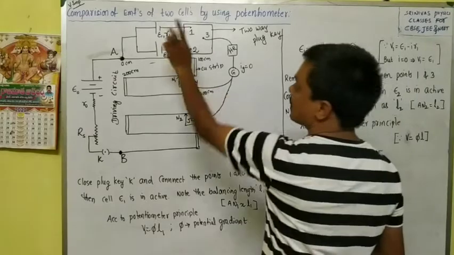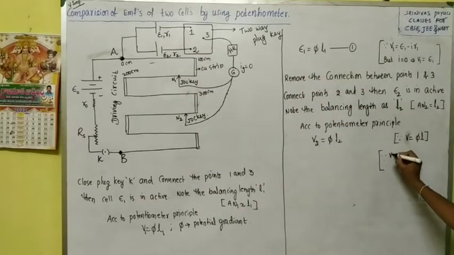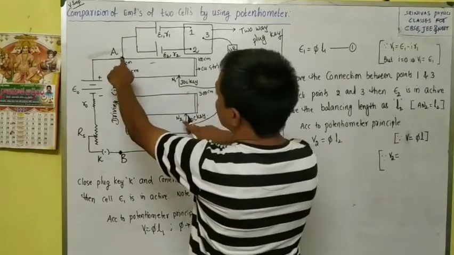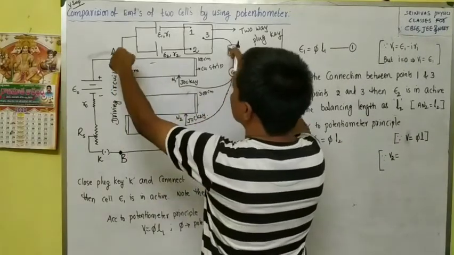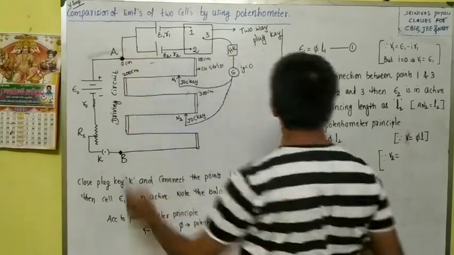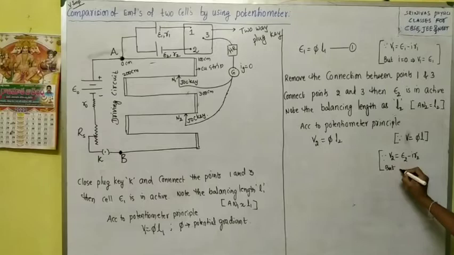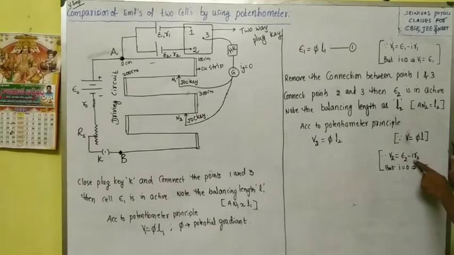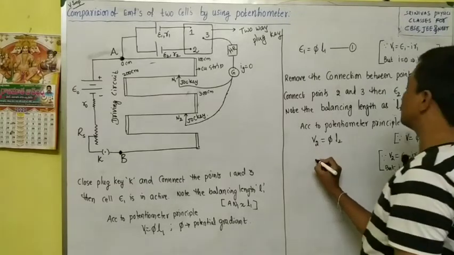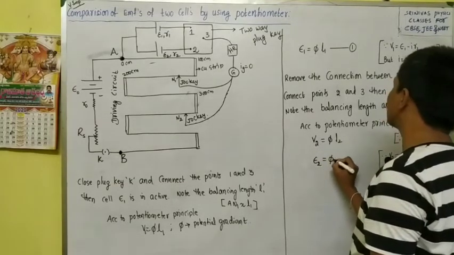And for the second cell balancing length we are noting V2 is equal to phi L2. But V2, the potential difference across the potentiometer wire, is equal to the potential difference across the cell. Which cell is active? The second cell. Then the second cell formula for potential difference across the cell is E2 minus IR2. But at balancing condition current is 0. When current is 0, we substitute I is 0, V2 is equal to E2 minus 0, so V2 is equal to E2 only. We substitute V2 as E2 here, then E2 is equal to phi L2.